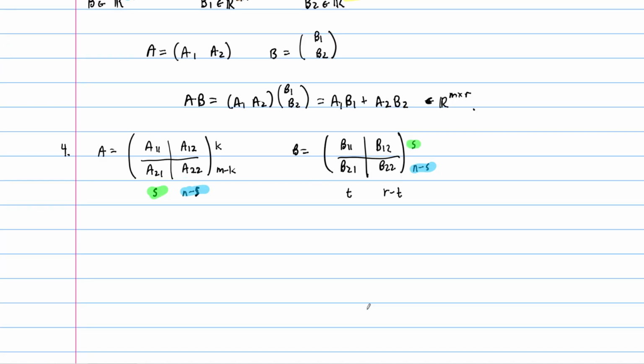Now, how do we multiply these together? Well, A times B is still an M by R matrix, but it's going to be partitioned as well. How is it going to end up being partitioned? In the upper left block, it's going to be A11 times B11 plus A12 times B21. That is the entire entry in this block. And what is that? That's going to be a K by T matrix. The S's get canceled, and the N minus S's get canceled.